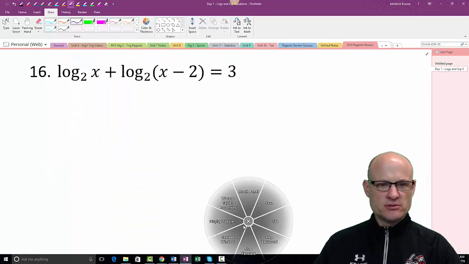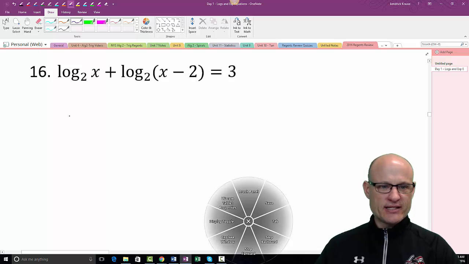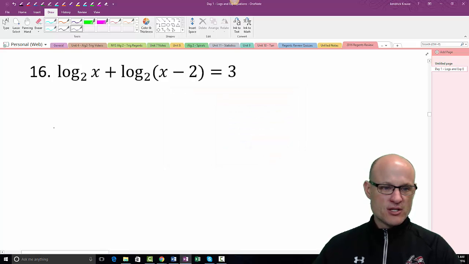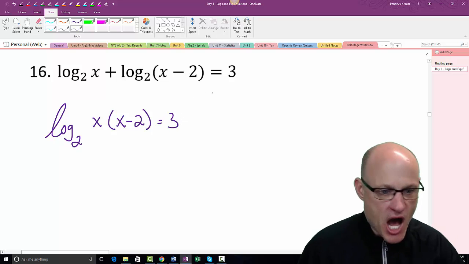16. Here we go. Got to condense. So we're going to take this addition and we're going to condense it to multiplication. So I'm going to do log base 2 of x times x minus 2 equals 3.